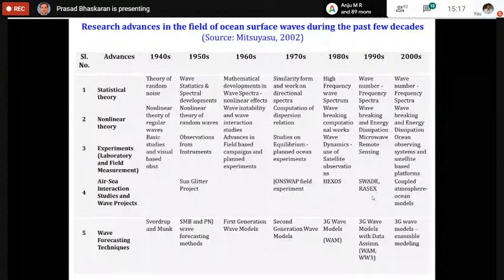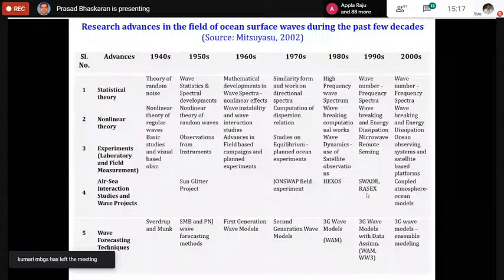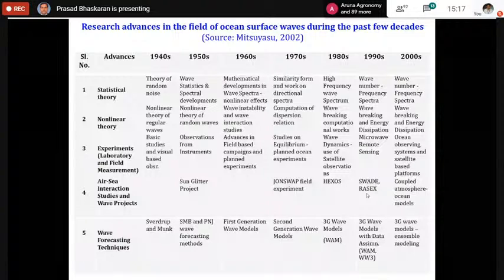In the 1980s, there were very good studies on the Japan Sea using the HEXOS platform, and SWADE and RASEX, which were basically to understand the air-sea interaction parameterization. One of the challenging problems in air-sea interaction is how the momentum transfer takes place from the atmosphere to the oceans, or how much of the energy is imparted in generation of waves, and what is the amount of energy that is imparted in the generation of currents.